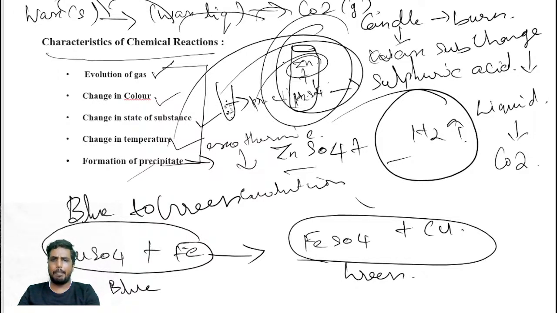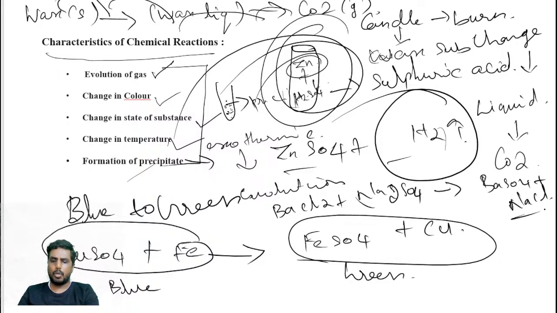It commonly happens in barium chloride plus sodium sulfate. When you treat these two, what will it form? It will form barium sulfate and sodium chloride, right? In this reaction, you can observe the precipitation of particles. So this is called formation of precipitate.